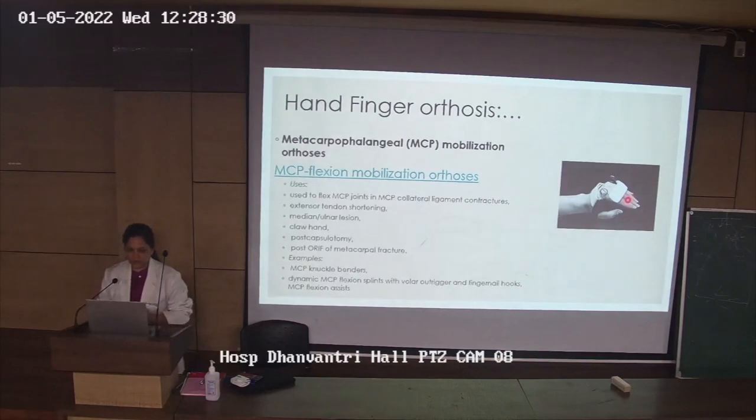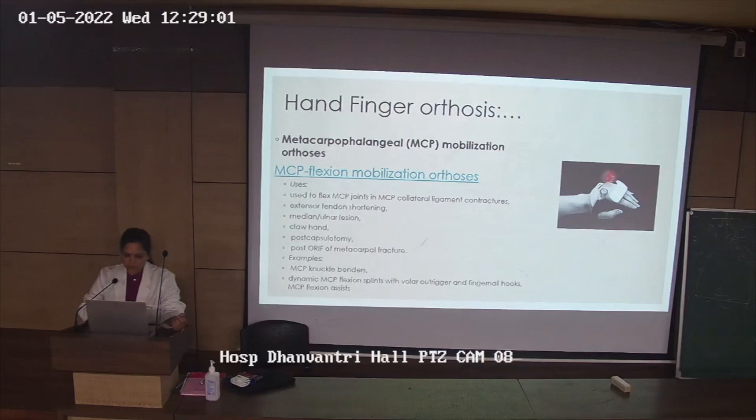Then the MCP flexion mobilization orthosis. It is used to flex the MCP joint in MCP collateral ligament contractures, extensor tendon shortening, and median or ulnar lesion in claw hand. If the patient has undergone capsulotomy of the MCP joint or internal fixation of the joint, then the MCP knuckle bender is the example of such orthosis. Dynamic MCP flexion splint with volar outrigger and fingernail hooks.